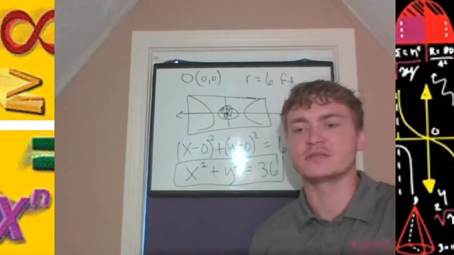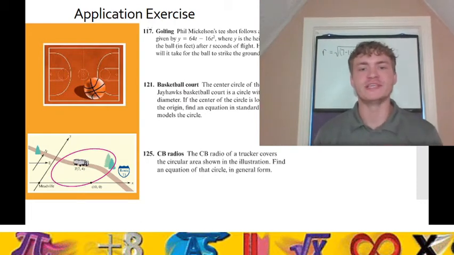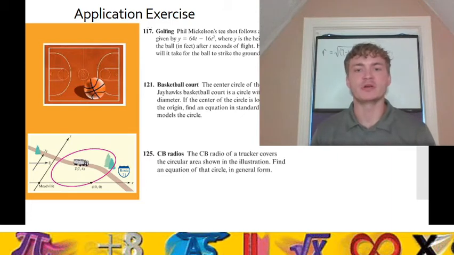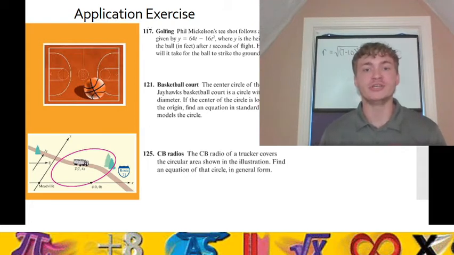for the Kansas Jayhawks. For problem 125, looking at the coverage of CB radios in an 18-wheeler truck, the CB radio of a trucker covers the circular area shown in the illustration. Find an equation of that circle in general form.